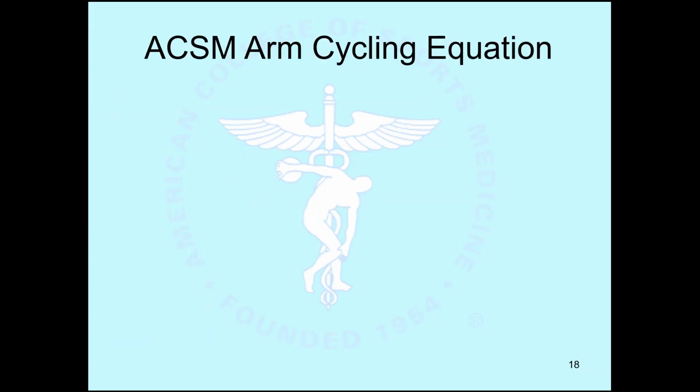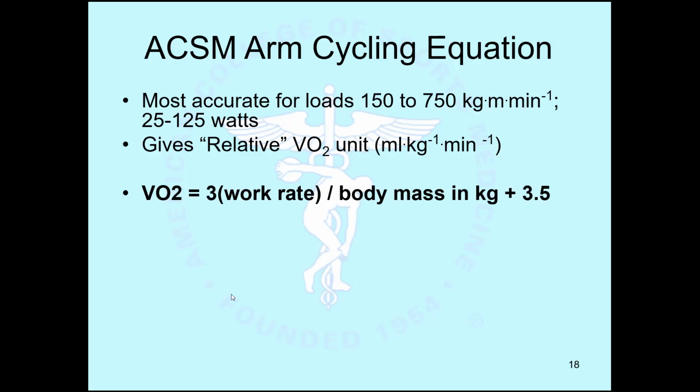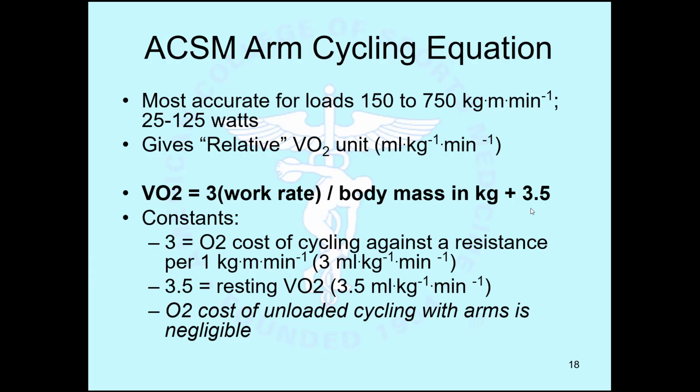All right, the arm ergometry equation, really similar. It's actually the exact same except for the constants, and obviously the distance is going to be different. So 3 is the constant here times work rate divided by body mass plus 3.5. So 3.5 is the resting. So if you're using the arms, it's been noted that the oxygen cost of unloaded cycling with arms is pretty much negligible. So it doesn't really require any energy, at least that would affect the equation. So we just go with 3.5.